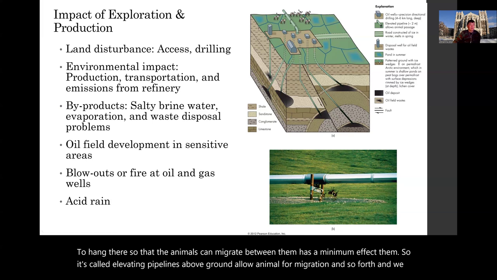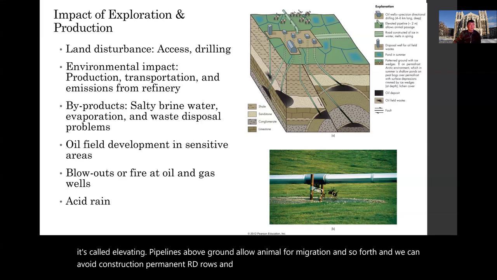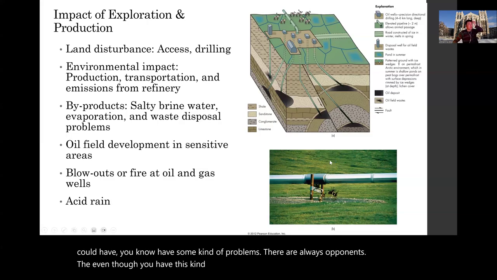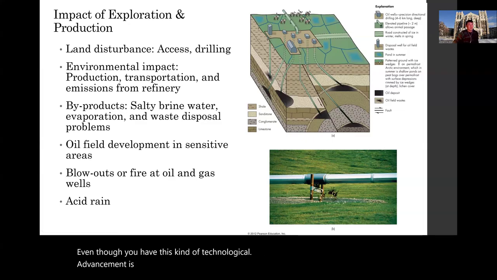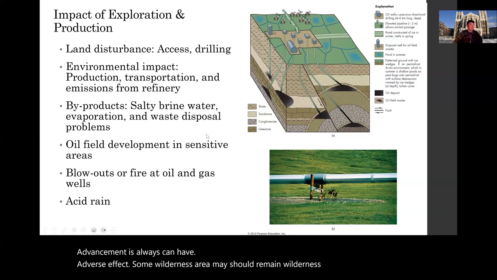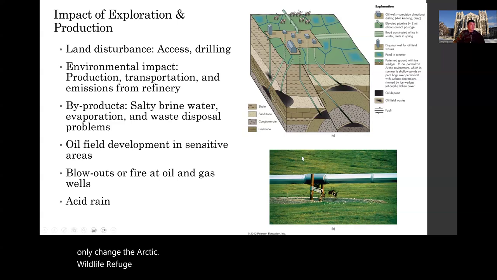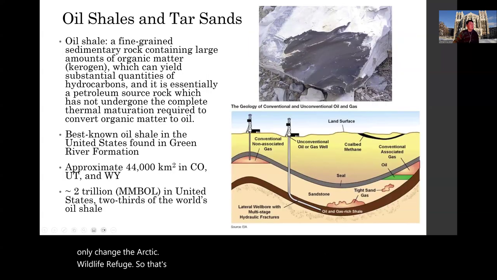And we can avoid construction of permanent roads. The roads are made of ice in winter, and well, in summer that could have some kind of problems. There are also opponents. Even though you have this kind of technological advancement, it can always have adverse effects. Some wilderness areas should remain wilderness, and the drilling will permanently change the Arctic wildlife refuge. So there are always debates about this.